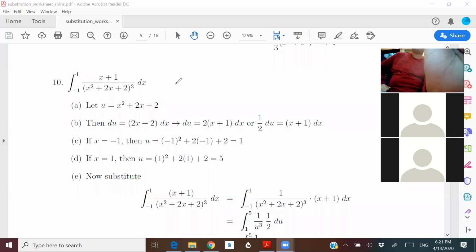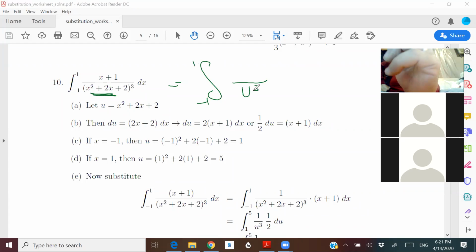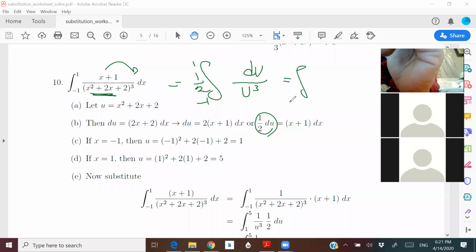Let's continue. It becomes the integration from -1 to 1, down u cubed, up, you remember it, half du. Half out and du. Or integrate from -1 to 1, half out, u cubed becomes u power -3 du.